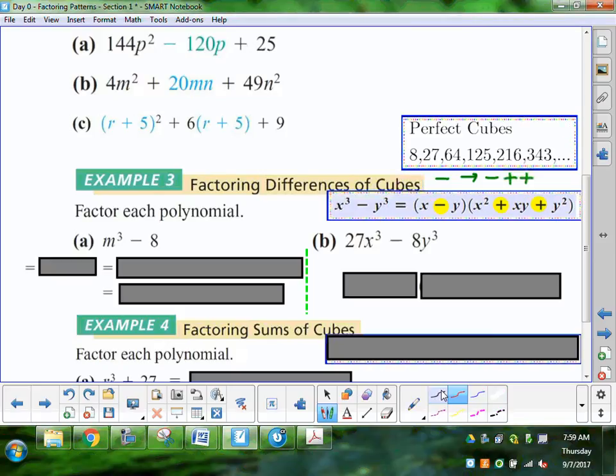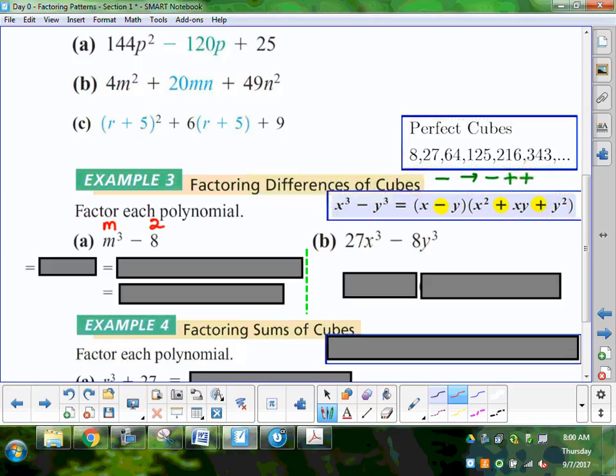What is the cube root of m cubed going to be? Hands up if you can answer that. What times itself 3 times gives us m cubed? And what times itself 3 times is going to give me 8? 2. So I write the cube root, not the square root, but the cube root up top. That is going to be your x and that's your y, or left and right, whenever we're applying this formula.